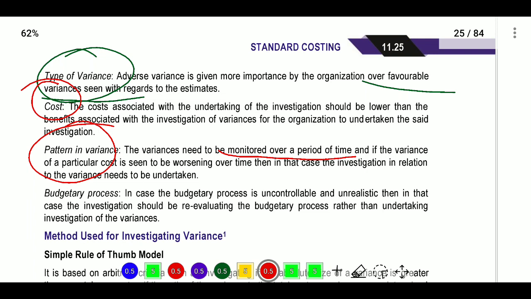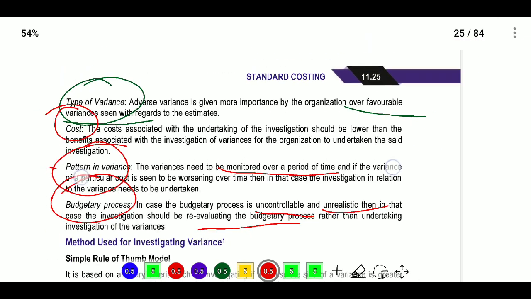So that we will see the pattern on variance: which expenditure variance is going more, and what the reason is. Next, budgetary process. If the budgetary process is uncontrollable or unrealistic, then in that case the investigation should re-evaluate the budgetary process.